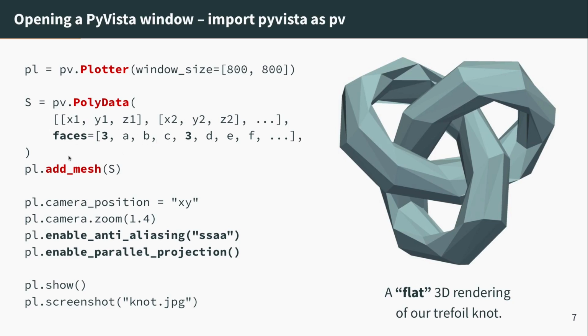Then you just have to add the mesh into the scene. And then you do what you would expect, which is set up your camera location. Here, with this specific data, I want to look at it from above. Maybe you zoom, and we're going to see, maybe you enable anti-aliasing, parallel projection. Anyway, then you show your figure, and you save it as a JPEG image, and it just works. You get this: a flat 3D rendering of our trefoil knot.